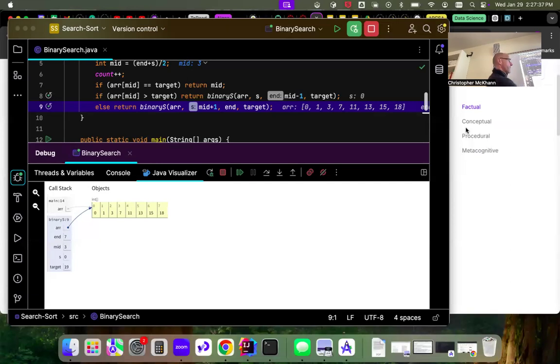The right, starting from where? Do I get rid of 4 and above? No, I get rid of 3 and above. Why? Because you already know 3 is not it. I've already tested 3. I've said, hey, 3 is the midpoint. Is that the target? No, I can get rid of it. So I've gotten rid of all of this. What's my mid now? 1, which is 2 minus 0 divided by 2, right?